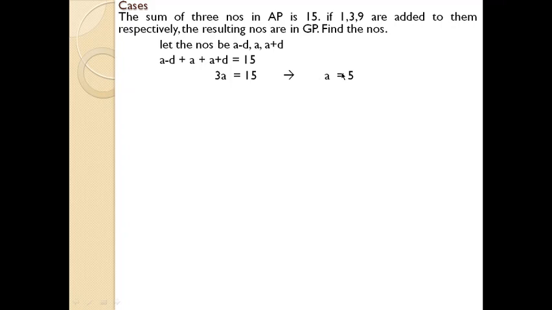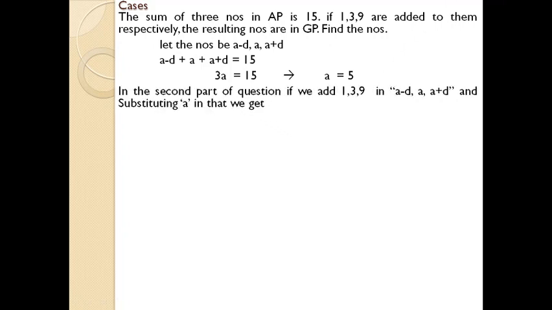Next part. In the question it is said that if we add 1, 3, 9 to these three numbers, you will get a series of numbers that will be in GP. In the second part of the question, if we add 1, 3, 9 to this, let's see how we go about it. A minus d, a and a plus d are the three numbers stated in the question. So you need to add 1, 3, 9 to these three individual numbers. You will get a minus d plus 1, and the second number is a plus 3, because here the second number is 3, and finally the third number is a plus d. Here also the final number is 9, so a plus d plus 9.